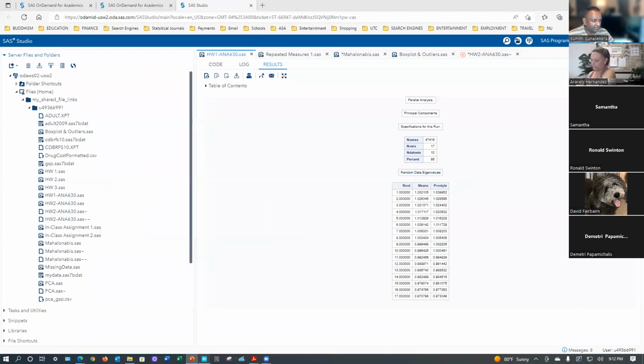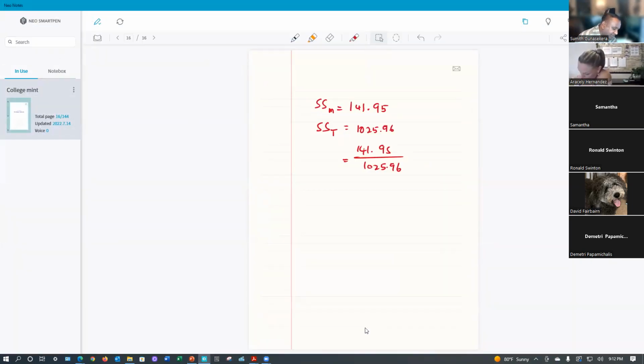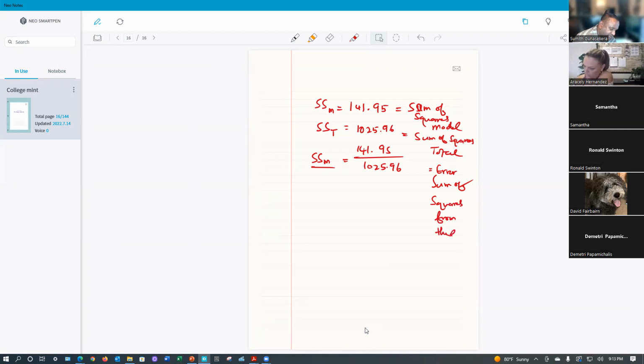I'm going to come back to this one. This is called SS model divided by the sum of squares total, or error, sum of squares from the empty model. Same thing. That's the same thing.